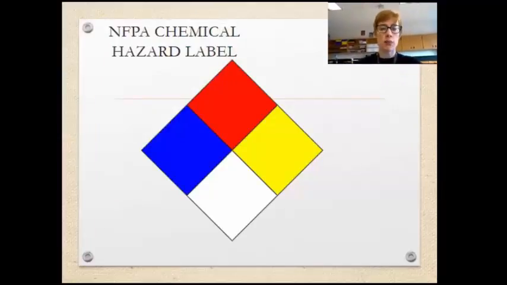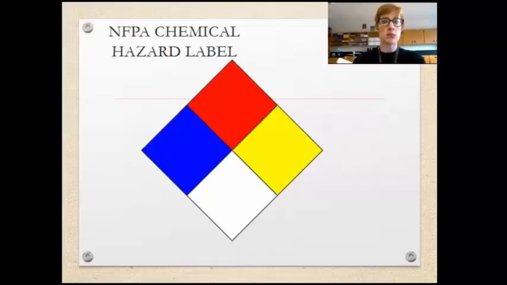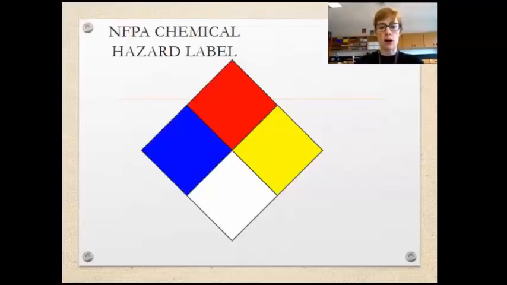We're going to talk about the NFPA chemical hazard label, and you've probably seen this before. It's also called the hazard diamond. So I may refer to it as both the hazard label and the hazard diamond. The hazard label has 4 specific sections, and each of these colors is going to give us information on a particular category of hazard.